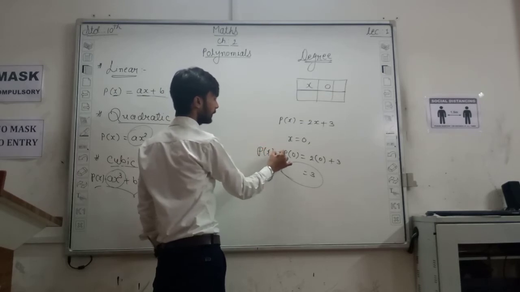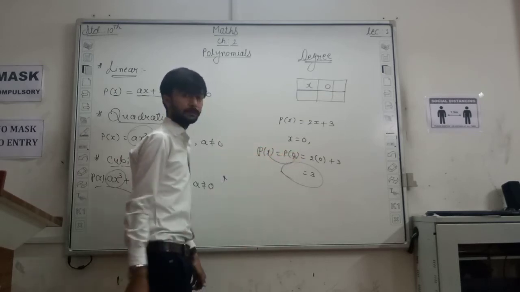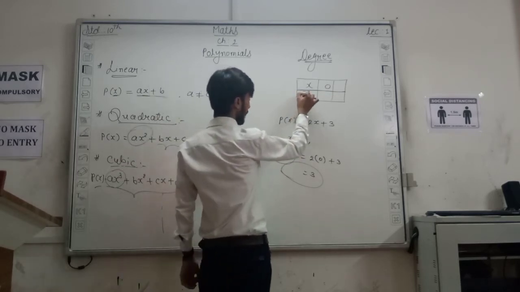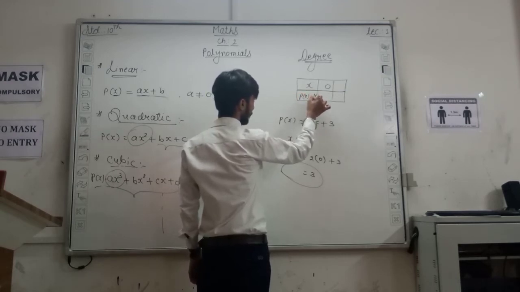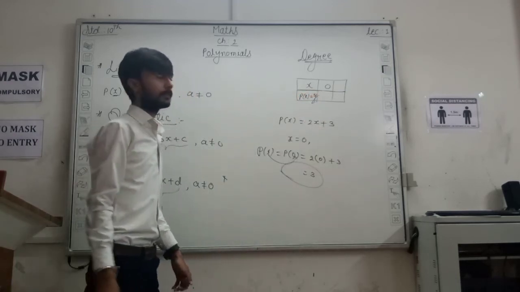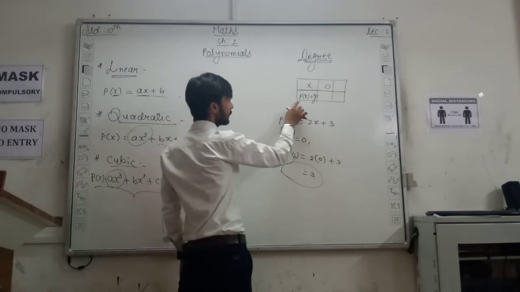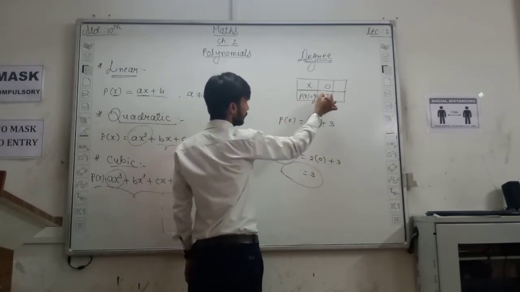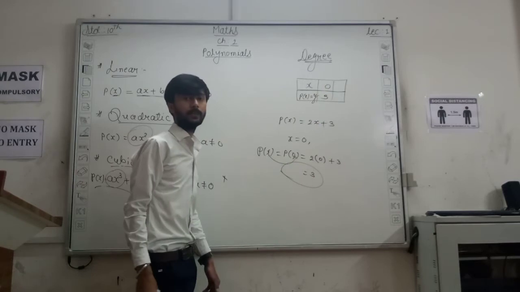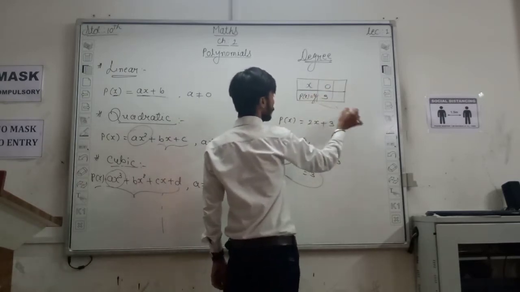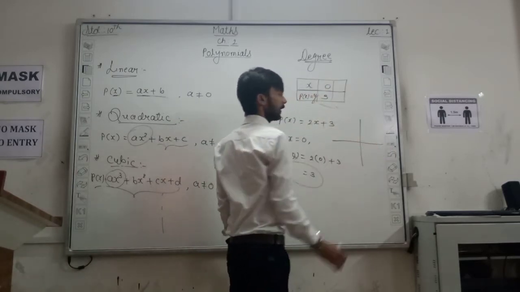We took p of x, and put the value of x as 0 here, right? So p of x, which we call y, the value of y, that means the value of p of x, is 3. And from these coordinates we plot a graph.